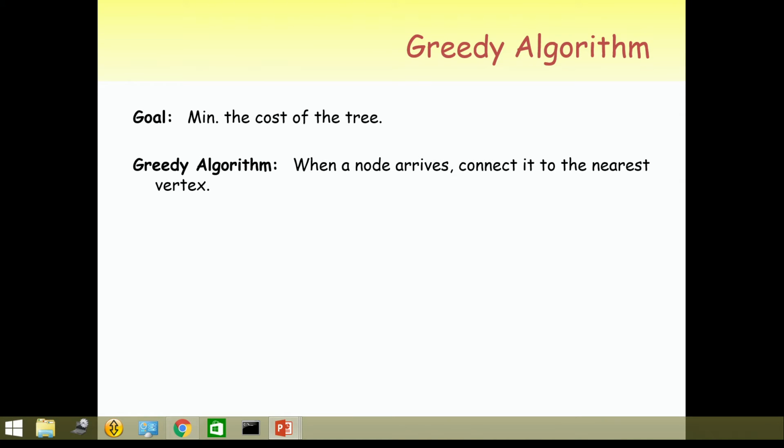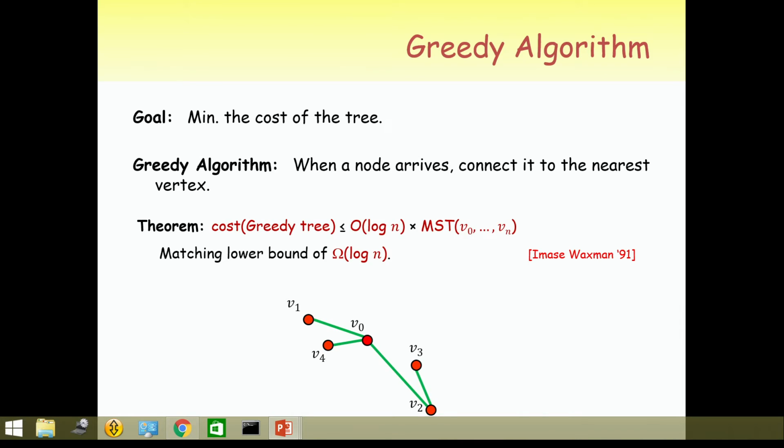And again, one can think of the greedy algorithm, which says that when a vertex arrives, you connect it to the nearest vertex. So v1 arrives, v2 goes to the nearest one, and so on. And it is known that this algorithm is log n competitive, and there is also a matching lower bound of log n. So in some sense, log n is the right bound.